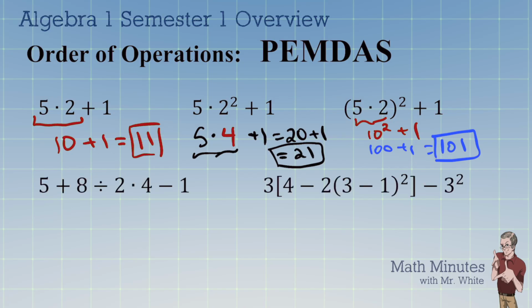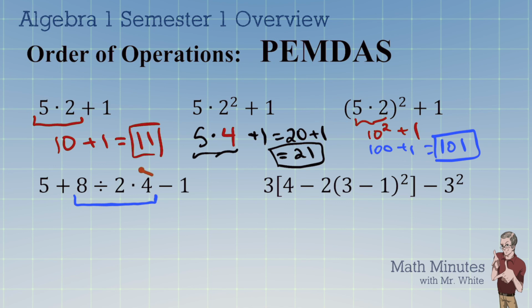Okay, let's go down below now. What about 5 plus 8 divided by 2 times 4 minus 1? What a mess, right? So you look for any exponents. No exponents, no parentheses. Okay. Multiplication and division as one big block, left to right.